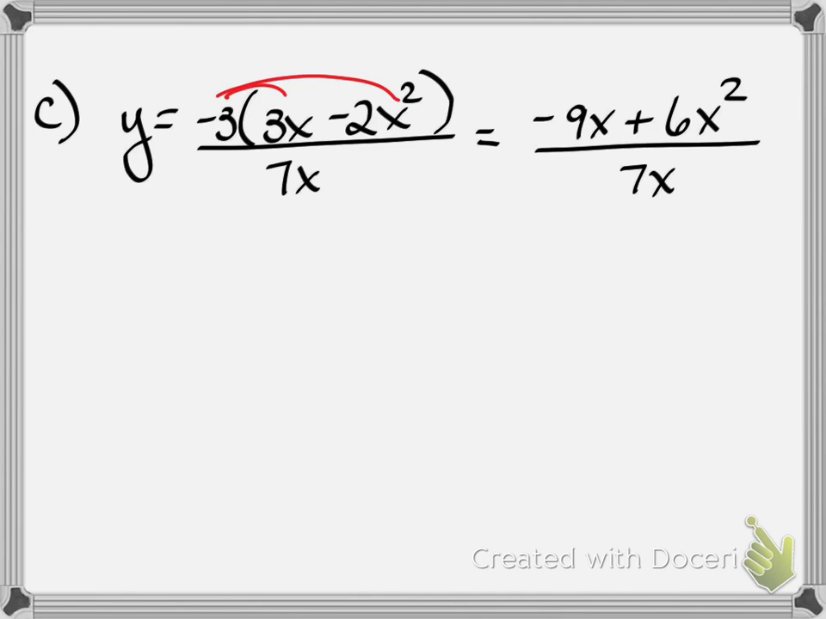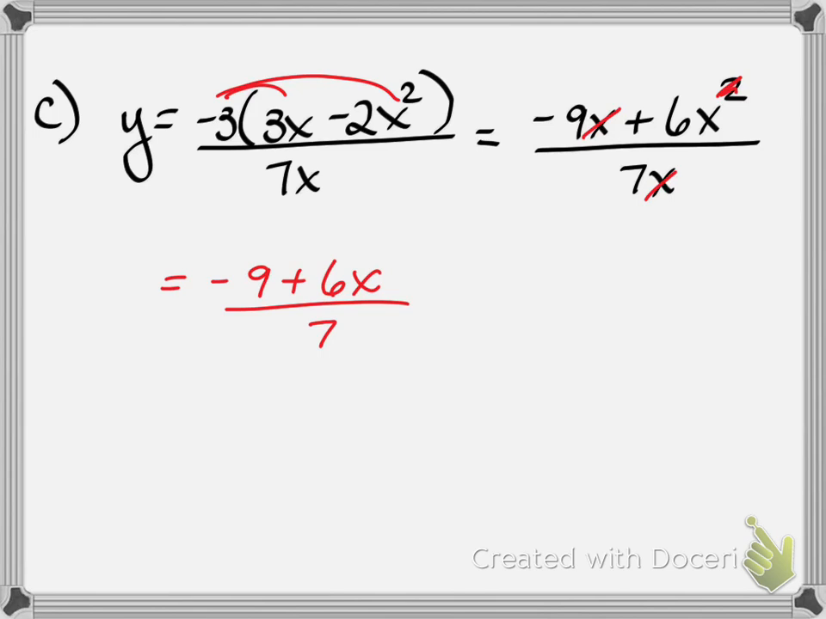And then what else could we do? Stuff that we did last time, like everybody's got an x, let's take an x away from everybody. So you end up with -9 plus 6x over 7.